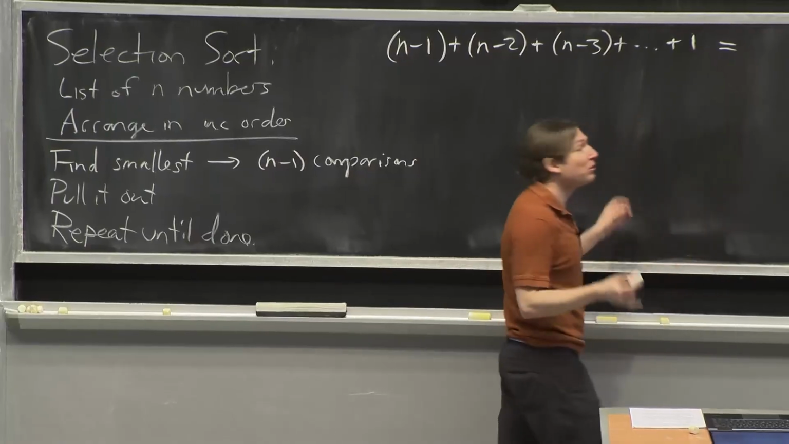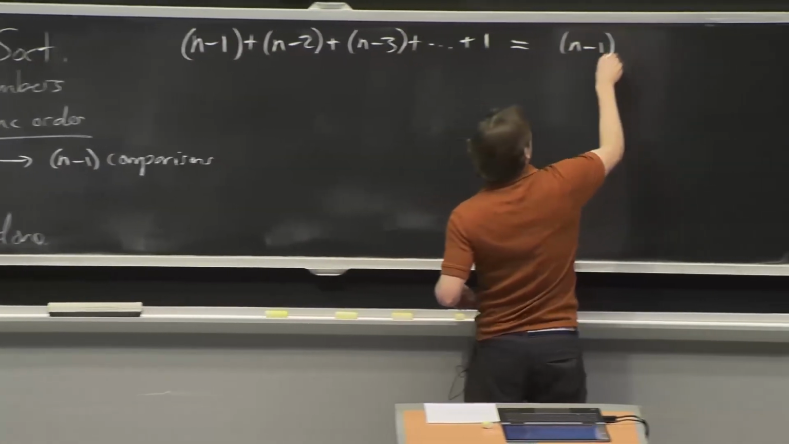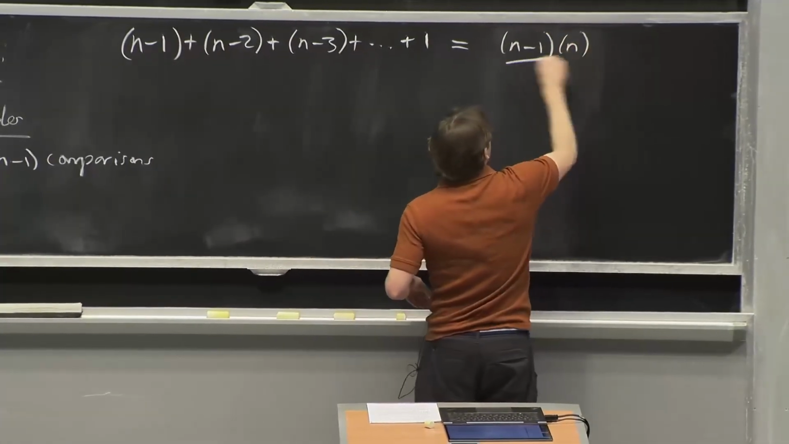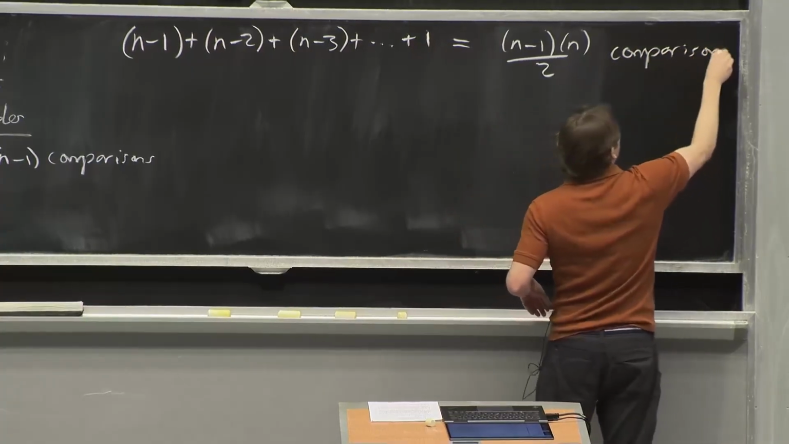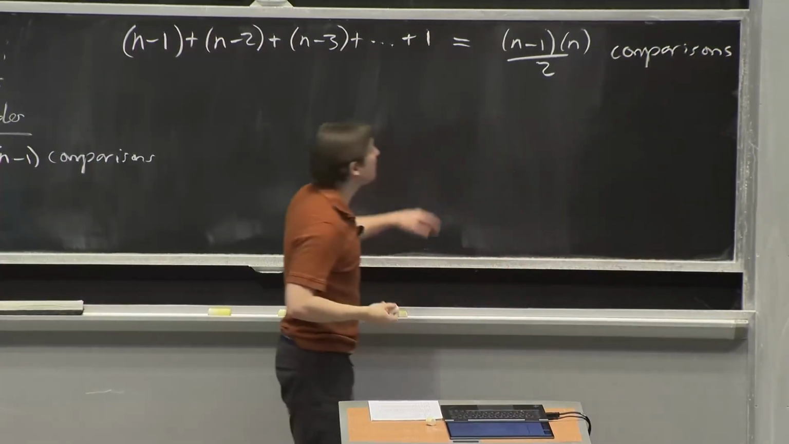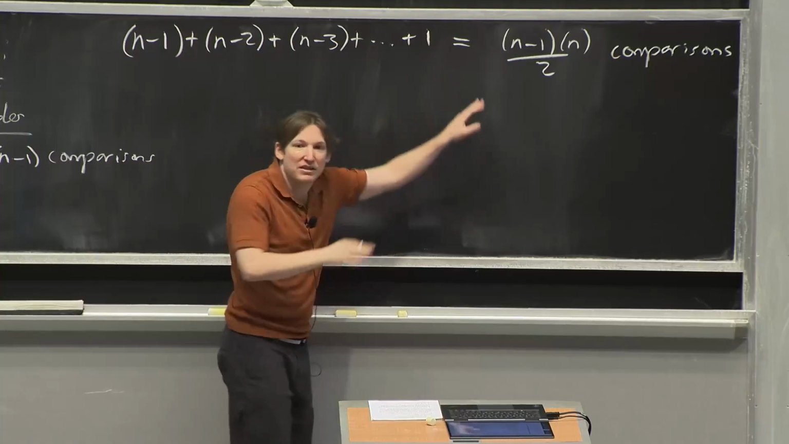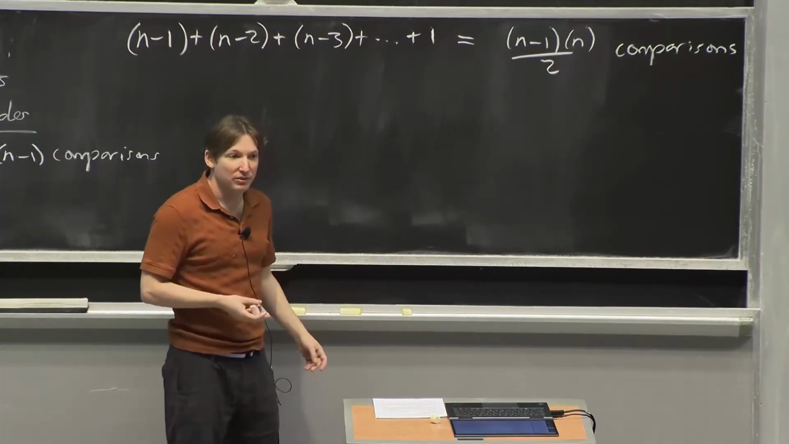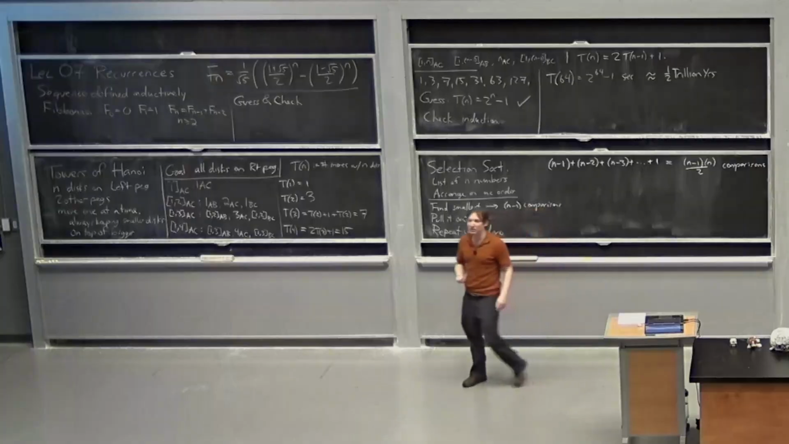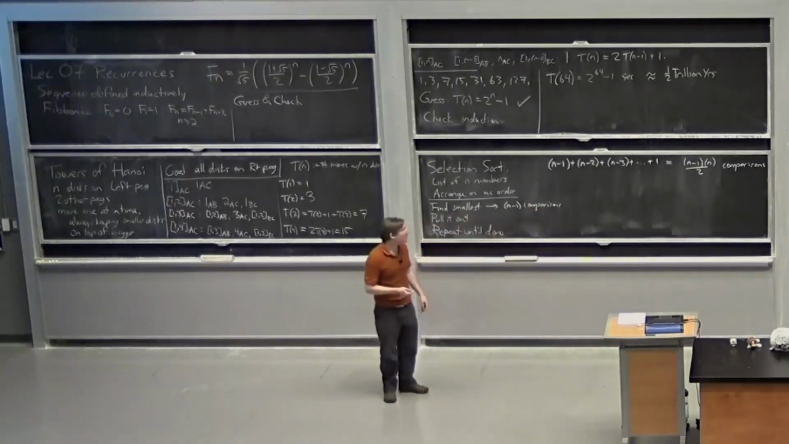And we've seen this sum before. This is (n-1) times n divided by 2 comparisons. So this is n squared over 2 plus change comparisons for selection sort. This is not the fast sort that was promised. This is still quadratic runtime.